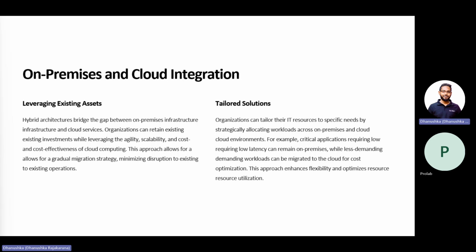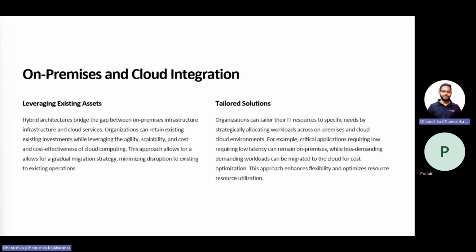Then network and connectivity, such as secure connectivity using VPN or Direct Connect services, and implementing SD-WAN for efficient traffic management. Identity and access management, extending on-premises Active Directory to the cloud using single sign-on for seamless user access. Automation and orchestration, leveraging CI/CD pipelines for integrated development and deployment, with tools like Terraform, Ansible, and Kubernetes.